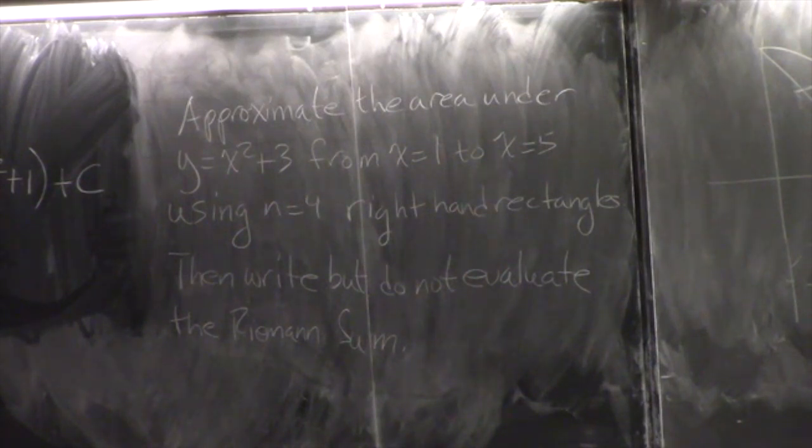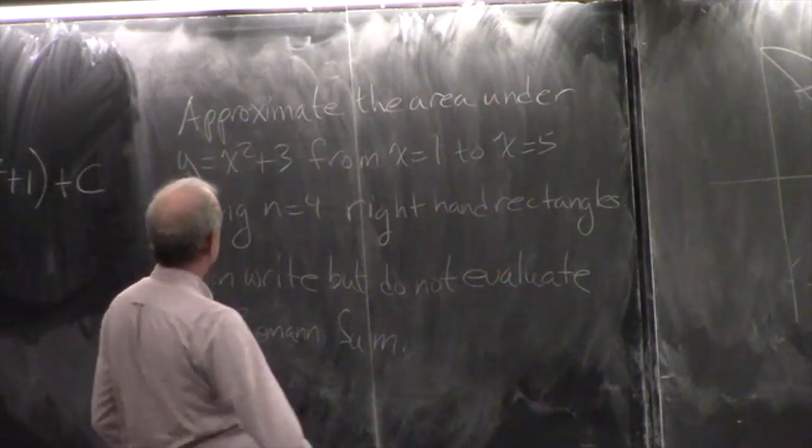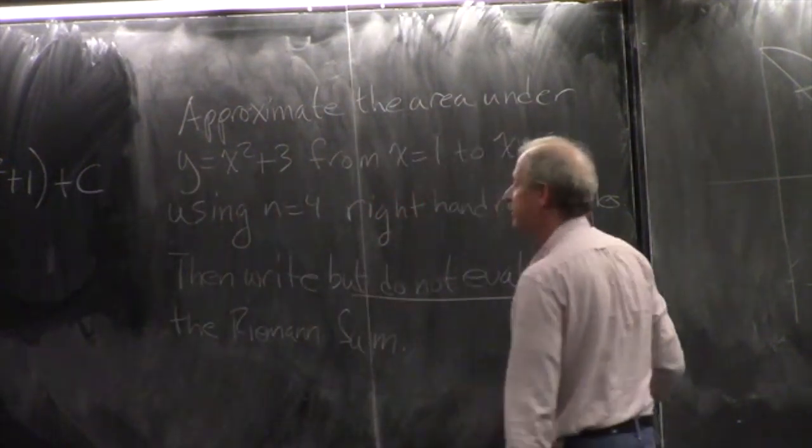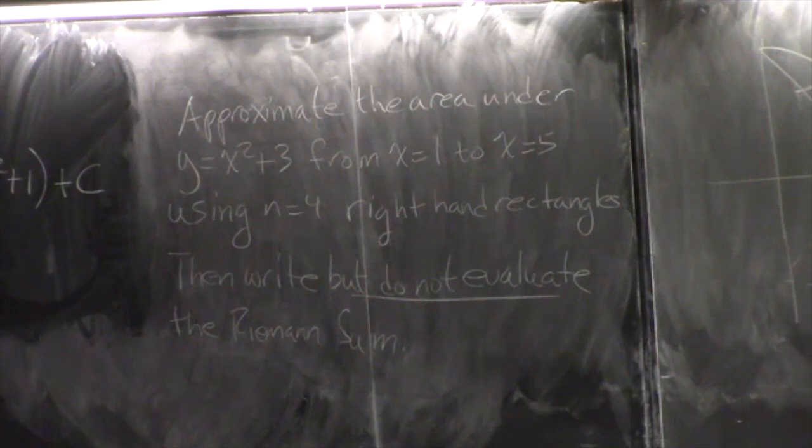x equals 1 to x equals 5, using n equals 4 right-hand rectangles, then write, but do not evaluate, the Riemann sum. Alright, this one should be easier. We'll see if that's true.